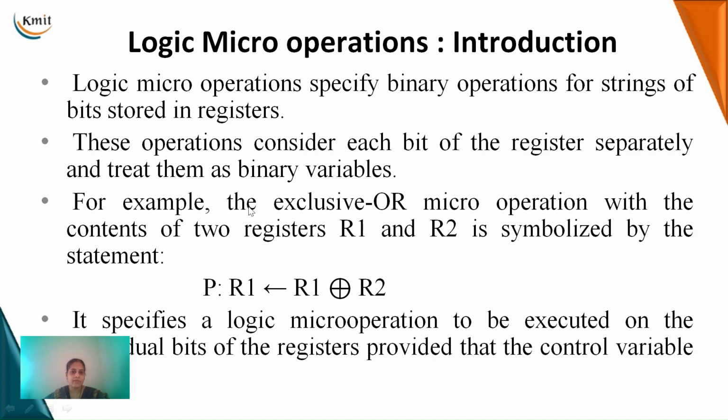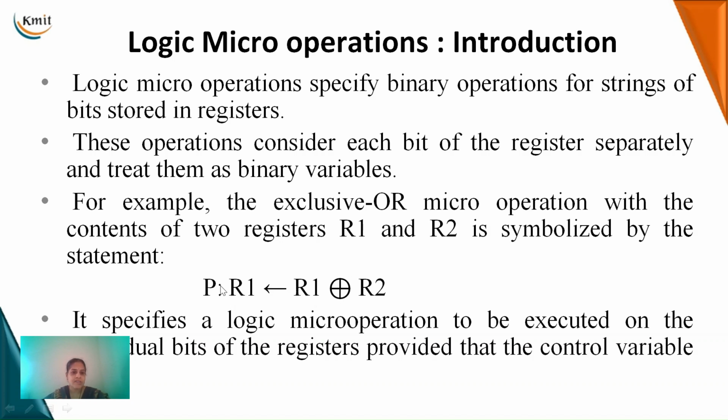So for example, if you consider the exclusive OR operation for the contents of the two registers R1 and R2, it can be represented as R1 XOR R2. This is an XOR symbol. So this particular operation performs an XOR operation on the contents of two registers R1 and R2, treating each bit of the register separately, and the result is stored in the register R1.